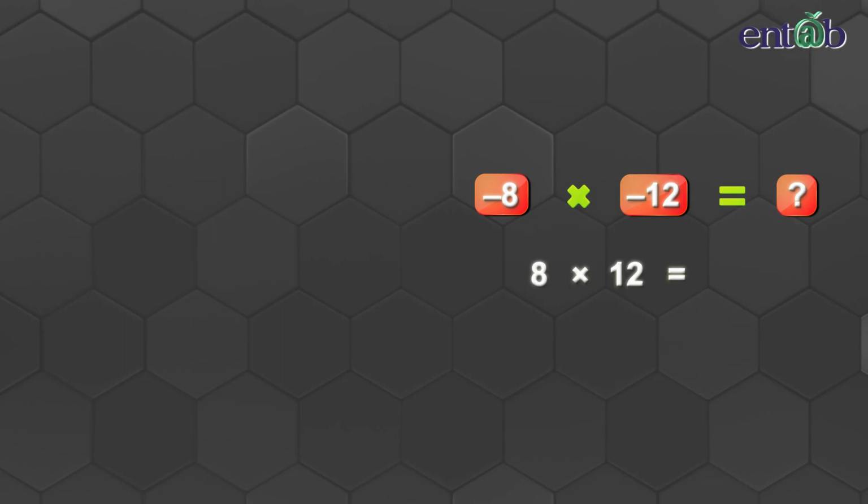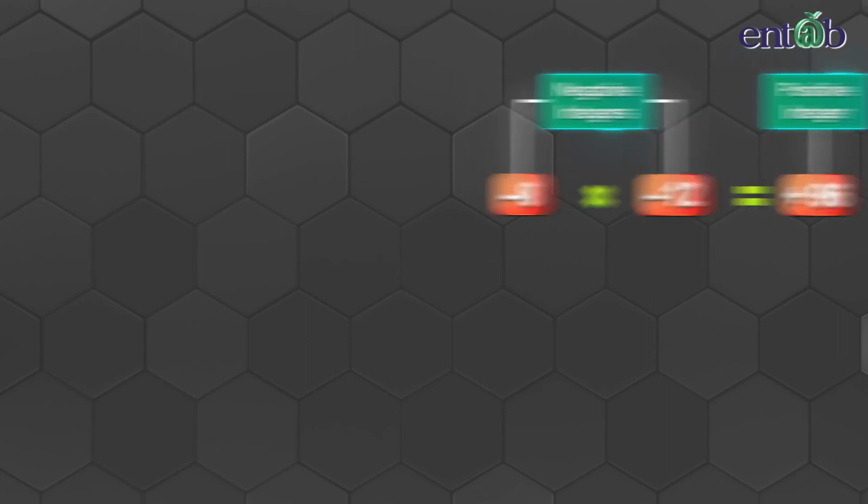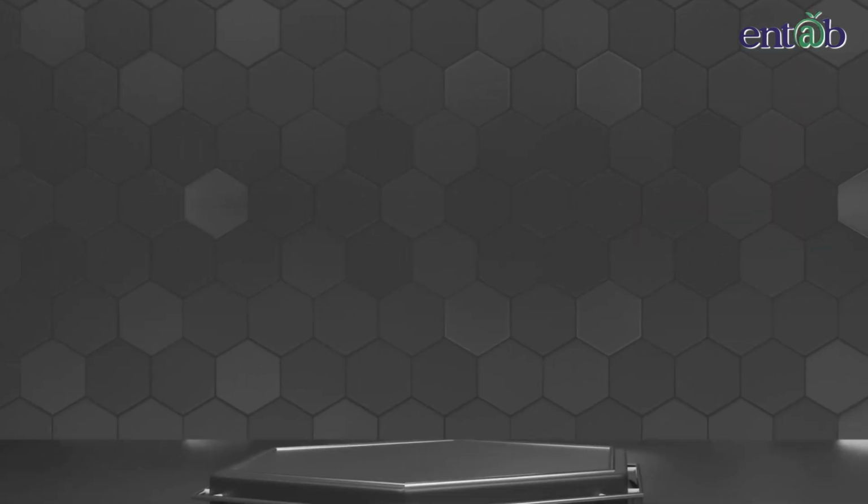What is the product of minus 8 and minus 12? We know that 8 multiplied by 12 is 96. And since we have 8 and 12 both as negative integers, the product will be a positive integer. So, the answer would be positive 96. Now, solve the following questions based upon the multiplication of integers.